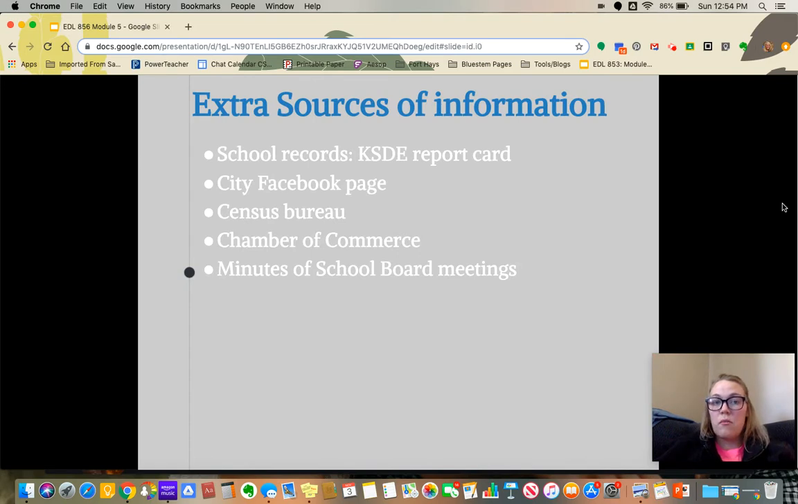Extra sources of information: school records are on the KSD report card. We also have all of our school records within our school website. We use the city Facebook page, Census Bureau data, Chamber of Commerce. Our school board meeting minutes are released every month via email to us as staff, and they are released, I think, to the whole of the district.